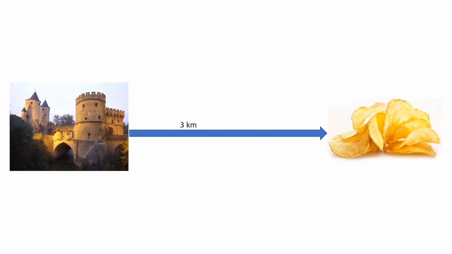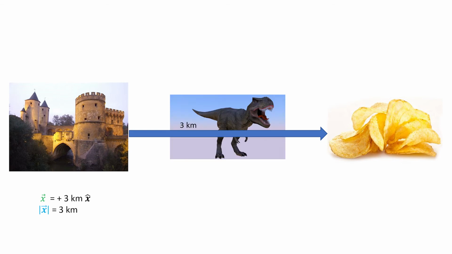And here's an example that I think will help explain. Let's say you're at your house, which is a castle, and you really like potato chips. And you need to go to the store, which is 3 kilometers away. Now, the easiest way to get there would just be walk in a straight line, 3 kilometers. But a Tyrannosaurus Rex happens to be blocking your path today.